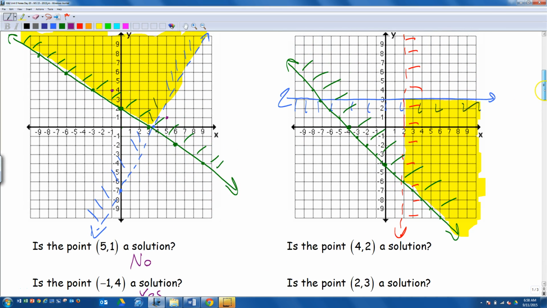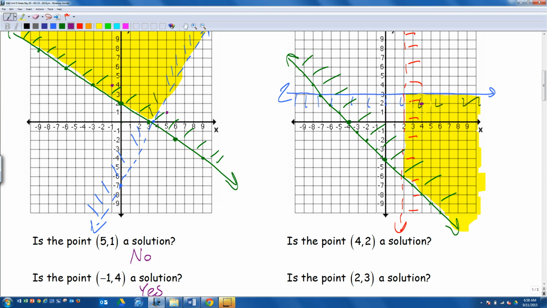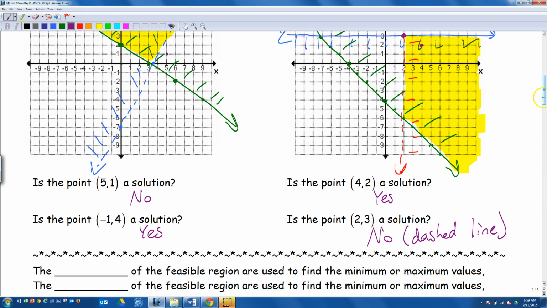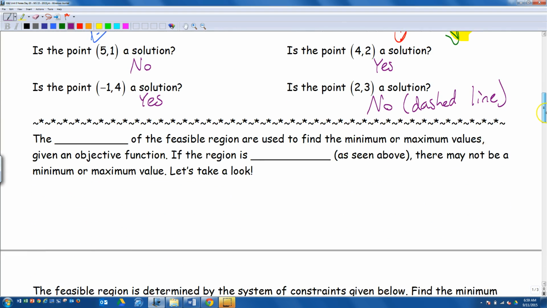For part number 2, is the point 4, 2? 4, 2 is right there. That is a yes. Is 2, 3? Okay, here's where we have to be careful. We're right there. Now, if both lines were solid, it would be true, because solid lines are part of the region. However, you're on the dashed line of x is greater than 2. And since x is not greater than 2 for this point, this is actually no, because you're on the dashed line. So be careful with those. That's just the trickiest part of this. Okay, so that's what we have. That's how you graph those.